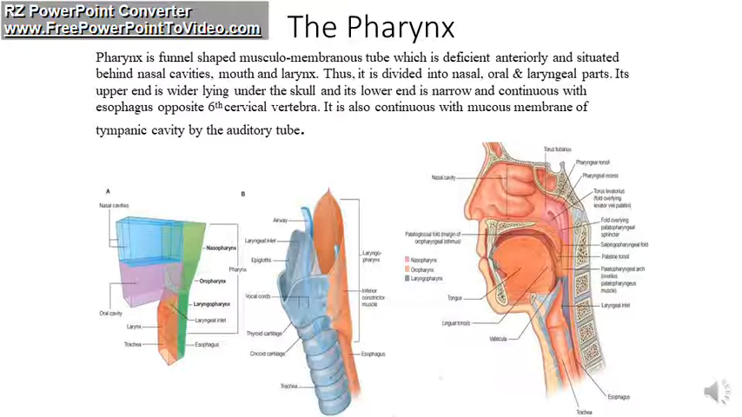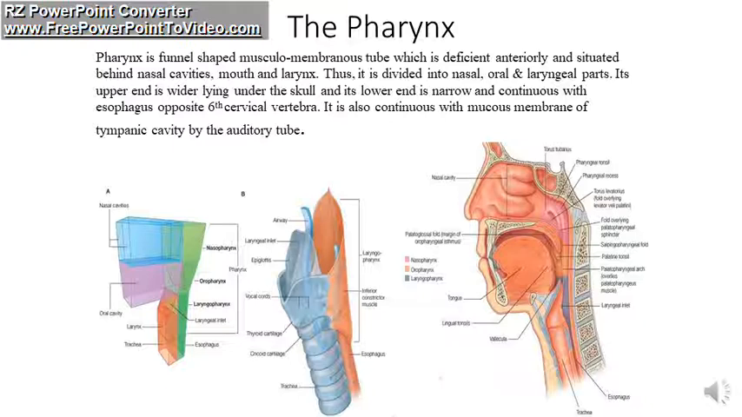The pharynx is a funnel-shaped musculo-membranous tube which is deficient anteriorly and situated behind the nasal cavity, mouth and larynx. Thus it is divided into nasal, oral, and laryngeal parts. Its upper end is wider, lying under the skull.